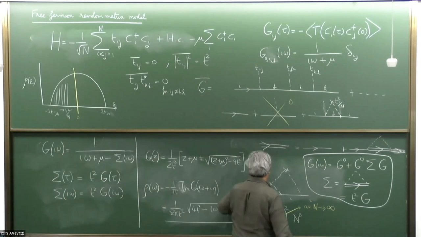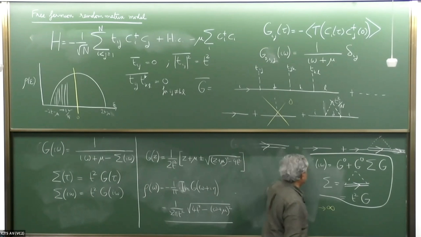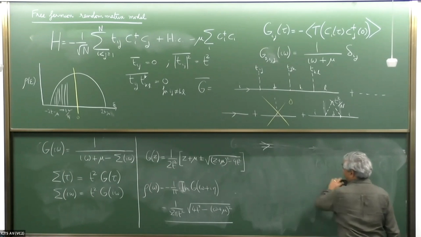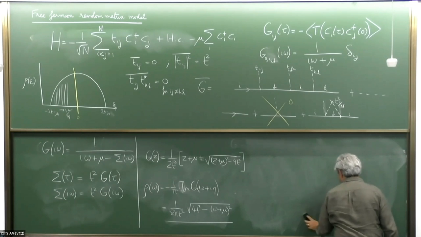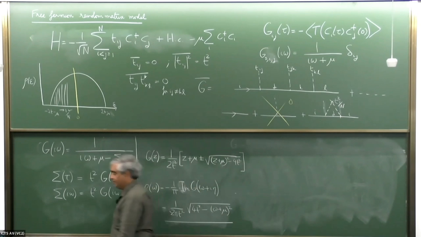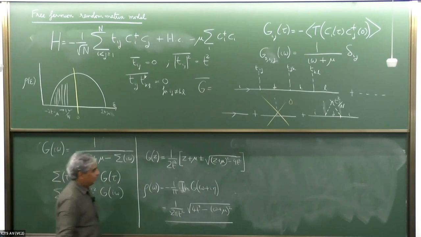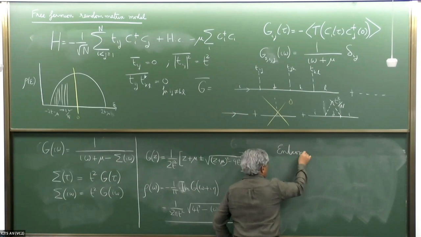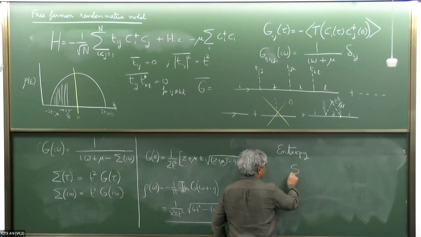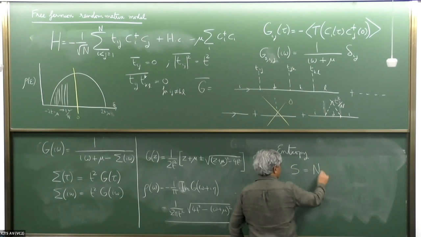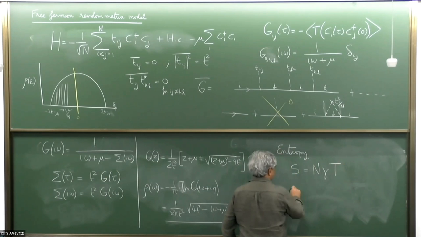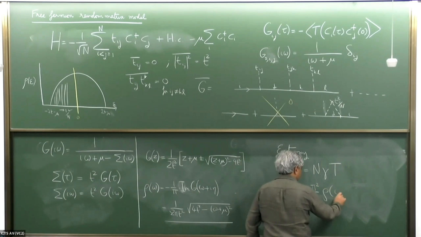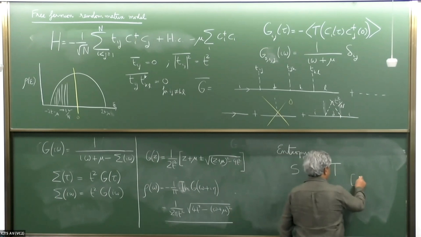Okay, so now we can go ahead. So this is really a very simple Green's function, just some finite density of states, no matter where the Fermi level is. And we can go ahead and compute from this Green's function and from the density of states anything you want to compute. So for example, you learn in undergraduate solid state physics the Sommerfeld law for the specific heat or the entropy. So the entropy S of this many body system will be N times gamma times T, and gamma is pi squared over 3 times rho of zero, where zero is the Fermi energy.